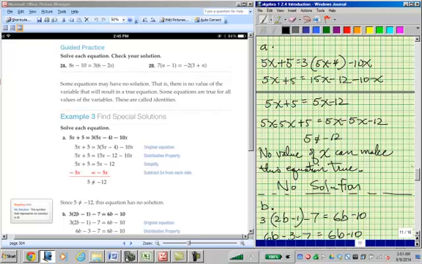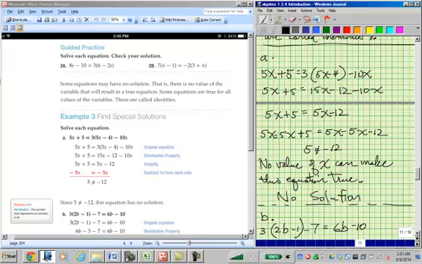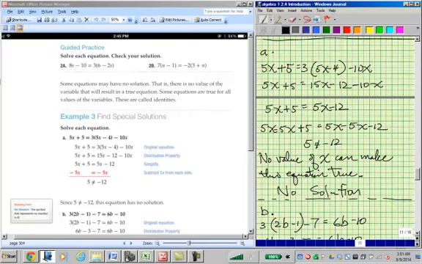This is called an identity. So this has an infinite number of solutions. This first example had no solution. This one has an infinite number of solutions, and it's called an identity.